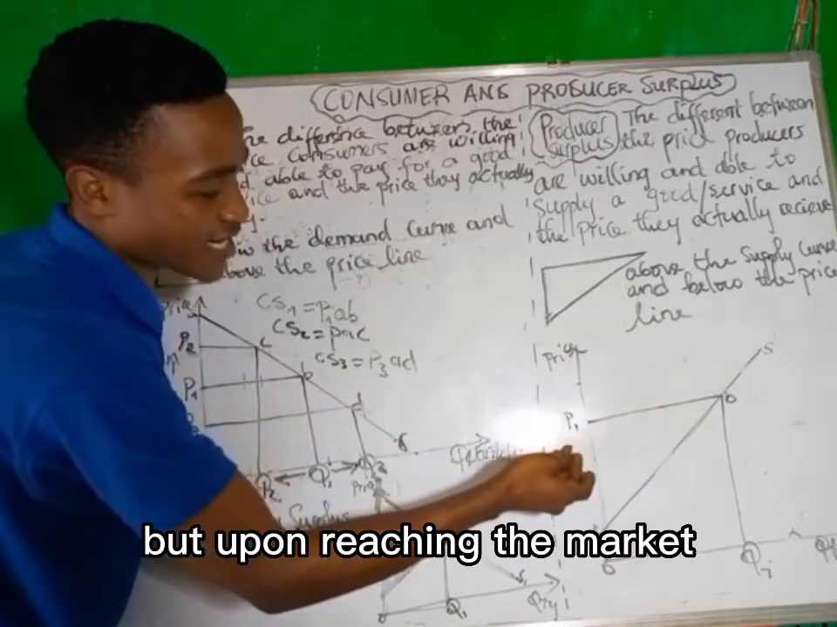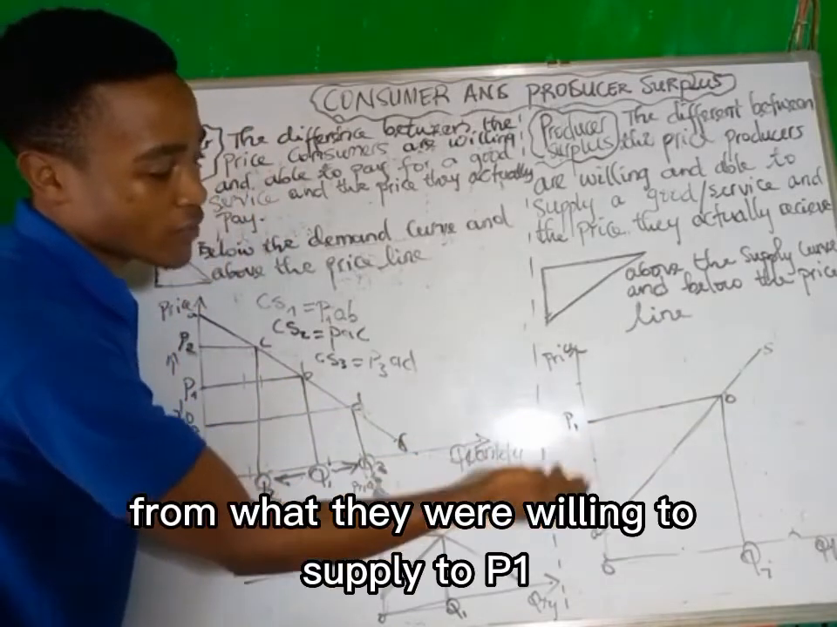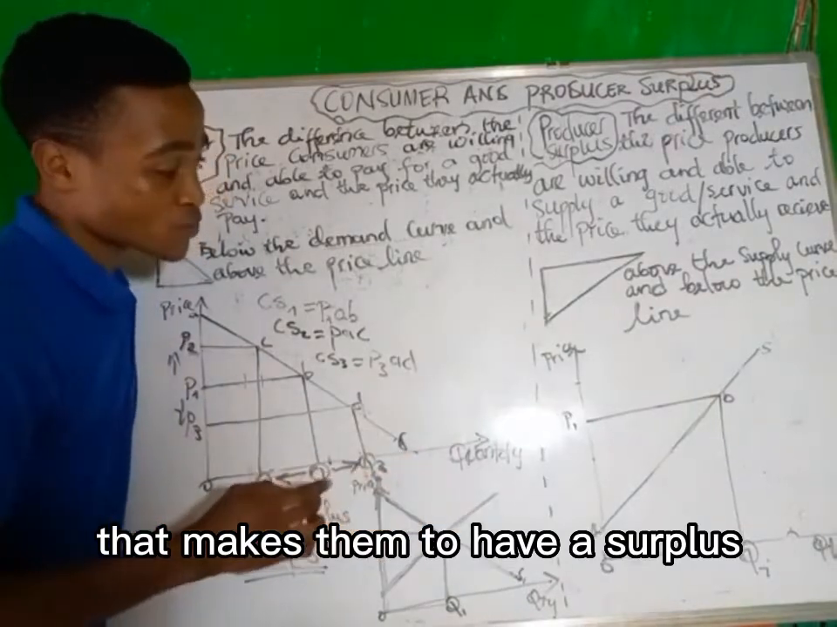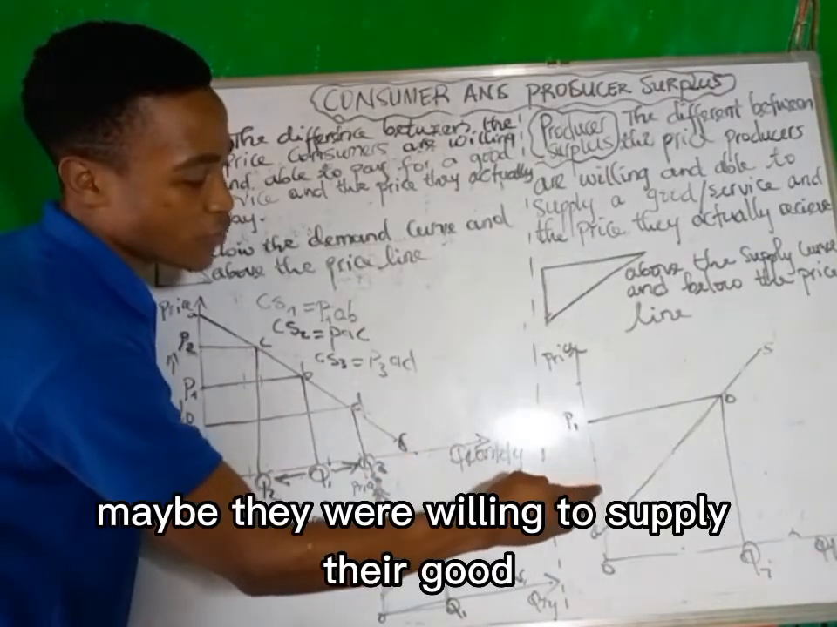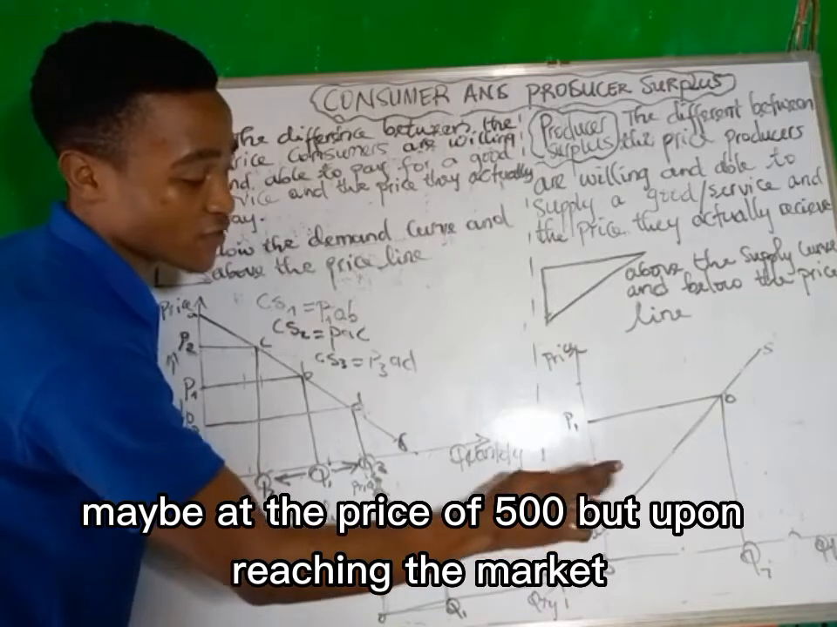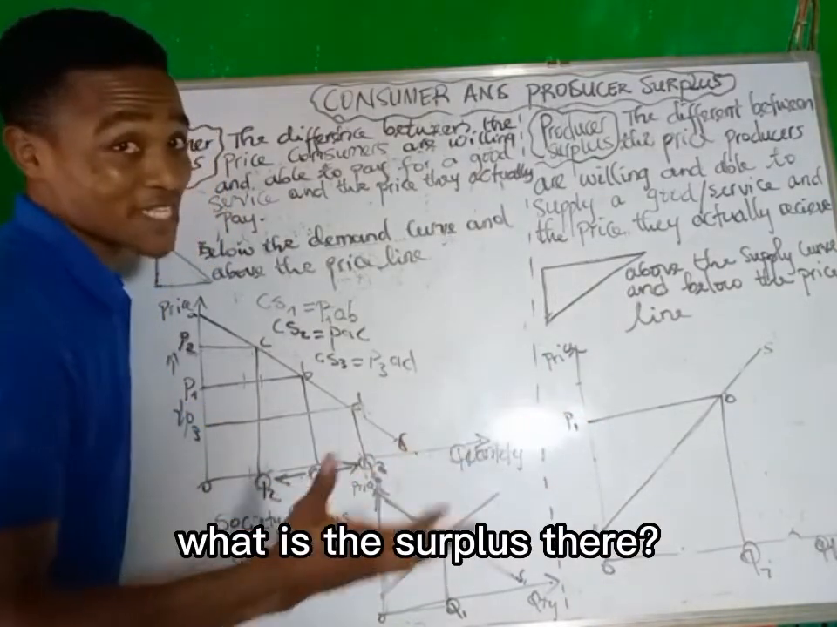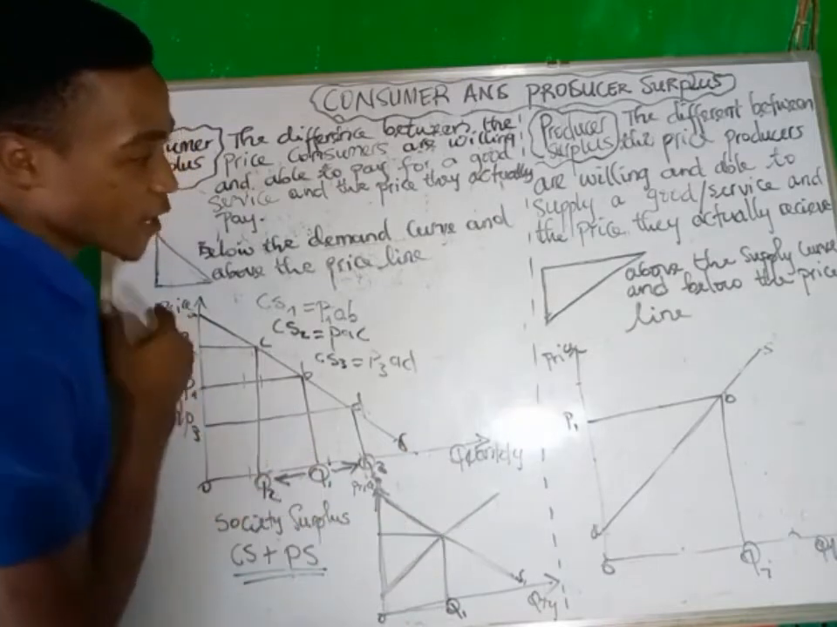But upon reaching the market, they realize that the price has risen from what they were willing to supply to P1. That gives them a surplus. So for example, maybe they were willing to supply their good at a price of 500, but upon reaching the market, the price has increased to 1,000. What is the surplus there? 500 francs, of course.